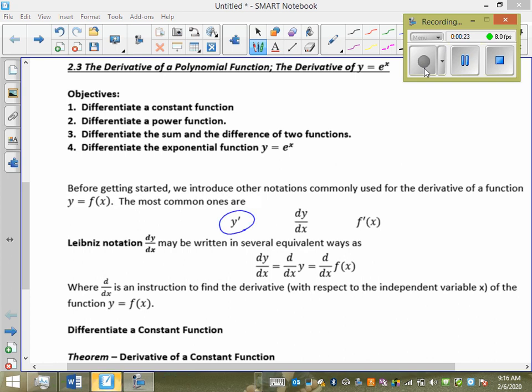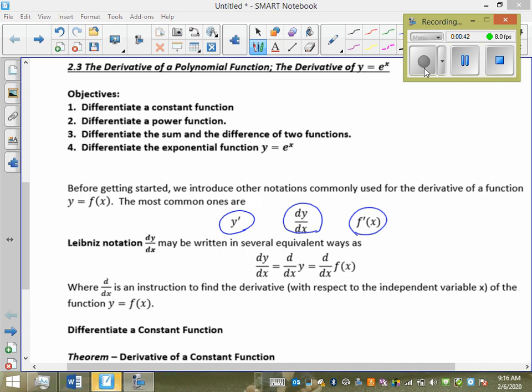They could ask you for dy over dx, which means the derivative of y with respect to x. That's what the d means. Or they could say f prime of x. Or they could say differentiate or determine the derivative, all of which mean the same thing. Okay. So then we have Leibniz notation.